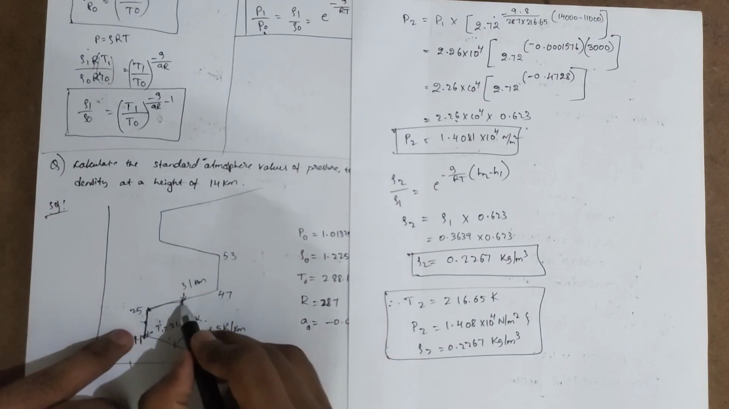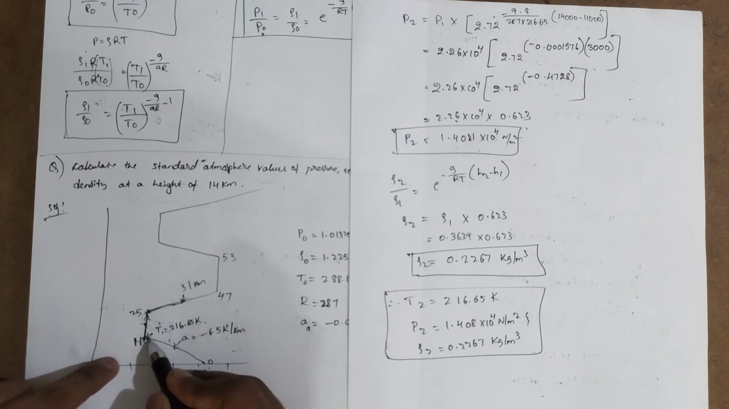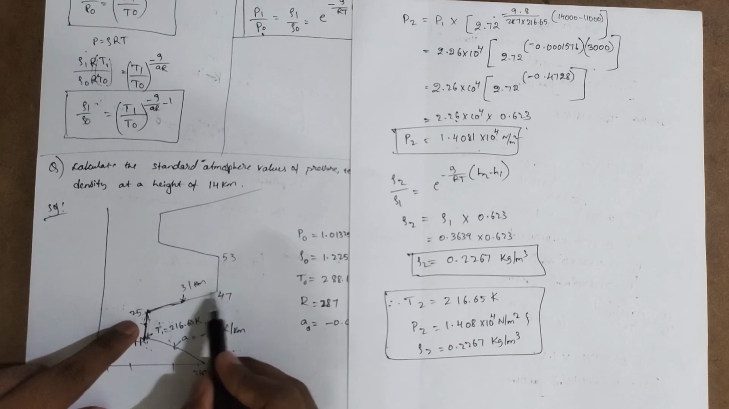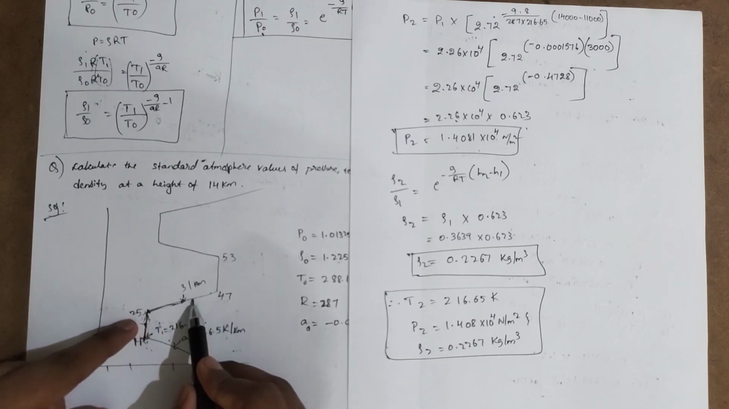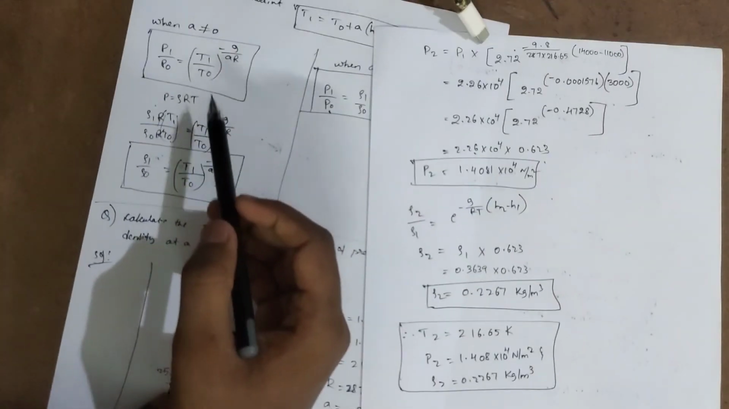So here we need to use the Toussaint formula again to calculate the temperature. In the second case, we haven't used the Toussaint formula because the temperature is the same along the isothermal region. So from 25 to 47 kilometers, we need to use the Toussaint formula again to calculate T3, and then we need to calculate P3 and rho 3 as we have done with the formula here.